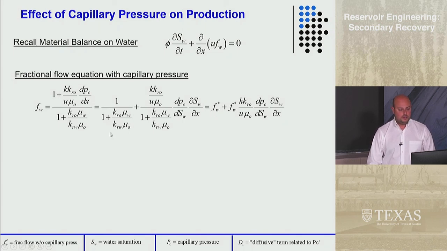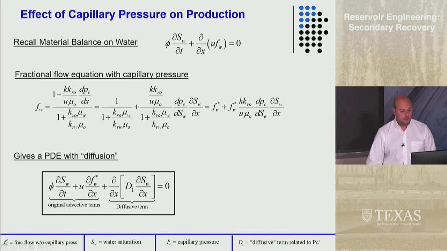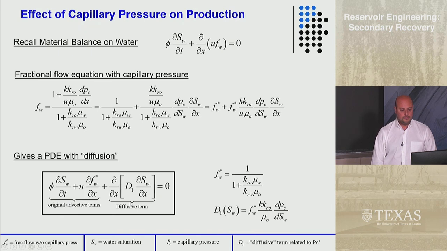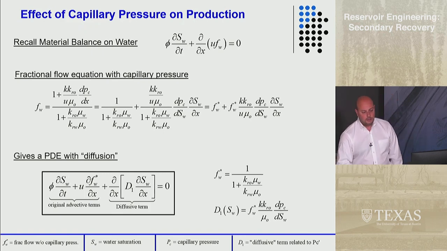Then I defined this term right over here as FW star. It's the fractional flow of water in the absence of gravity. And then you get this term over here. If I plug this into the equation up there, you get our traditional water balance equation that we've been solving, plus the diffusive terms. Again, FW star is this, and this D1 is somewhat complicated.